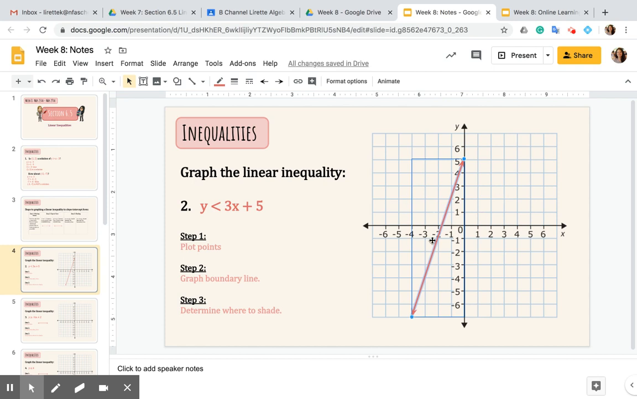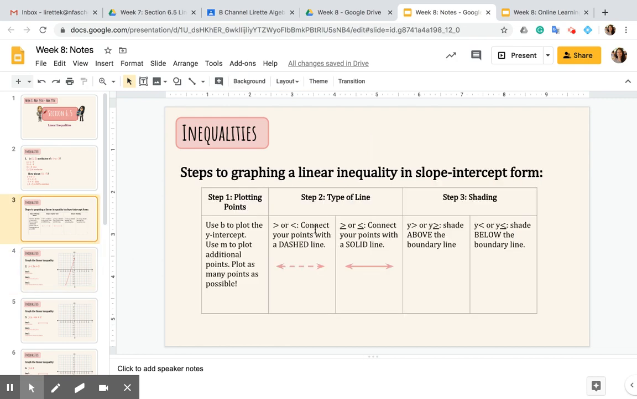Now on your Google form, this is all going to be multiple choice. You're not going to have to do this part, but I'm going to show you how to do it so that way you know how to pick the correct answer. So I've plotted my points. Now I need to figure out what type of boundary line do I need. Do I want a dashed line or do I want a solid line?